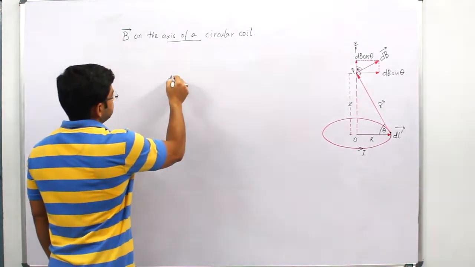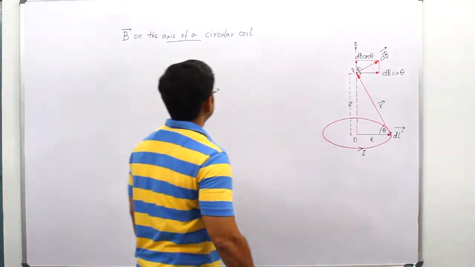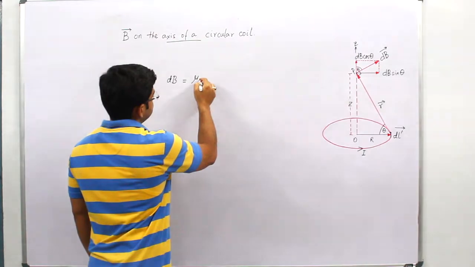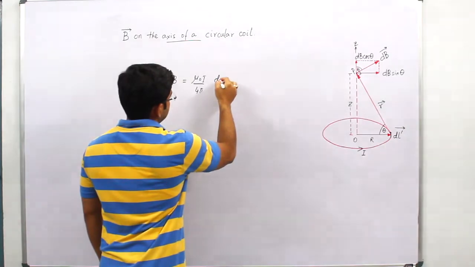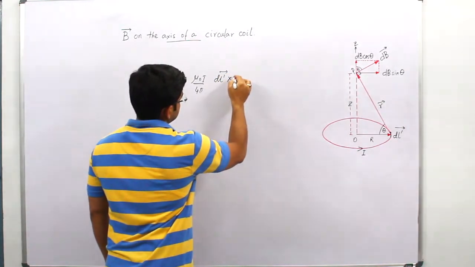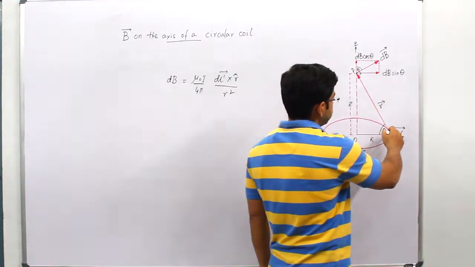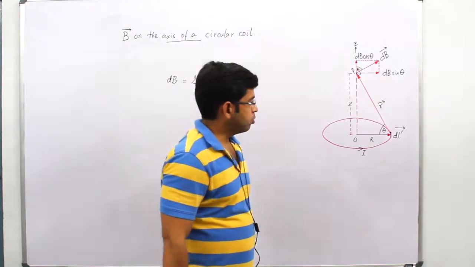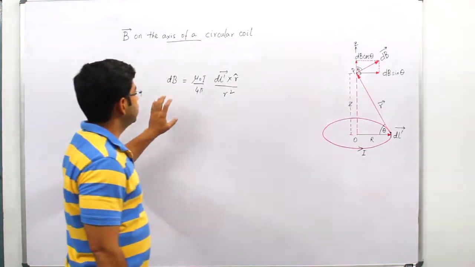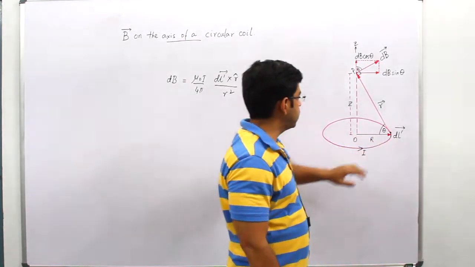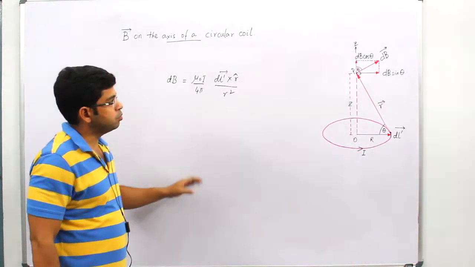So the Biot-Savart law gives the field dB due to this length element only as mu 0 by 4 pi I dl prime cross r unit vector by r square, where r is the radius vector of the point P from the length element dl. So you see, first we will calculate the magnetic field only due to this length element, and later on we will integrate over the entire loop for calculating the total magnetic field B.